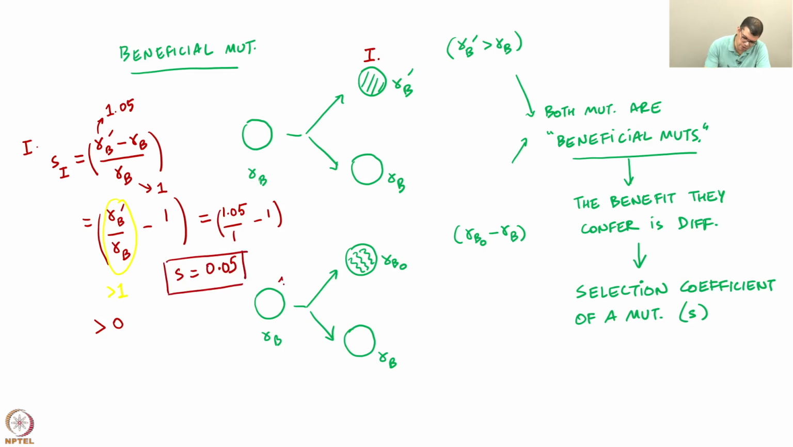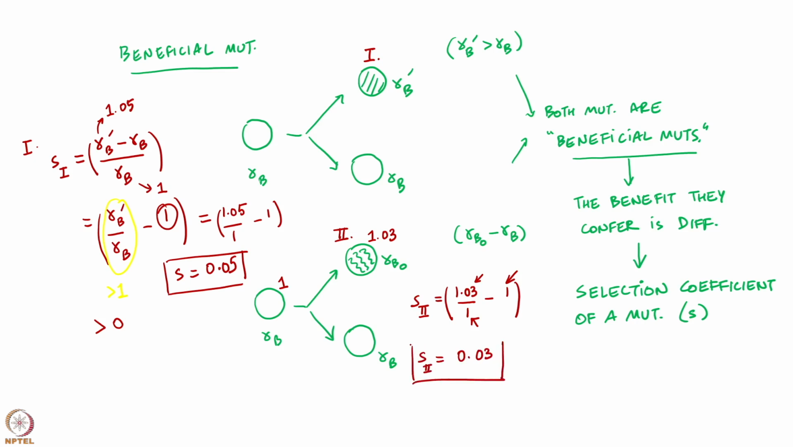Let us say, so the growth rate of this is 1, we already discussed that. Let us say for the second mutation, the growth rate is 1.03. That means that the selection coefficient associated with the second mutation here is simply equal to 1.03 divided by 1 minus 1. This one is the fitness of the parent, this 1.03 is the fitness of the mutant, and this one is this constant one that we are subtracting. So, this comes out to be 0.03.